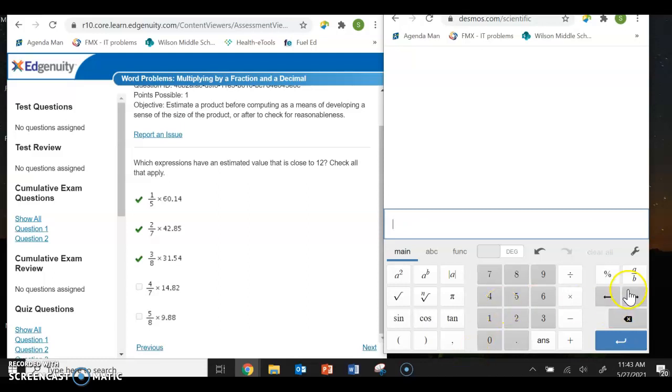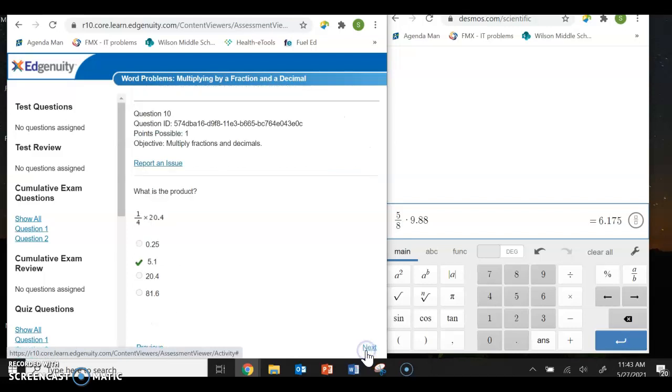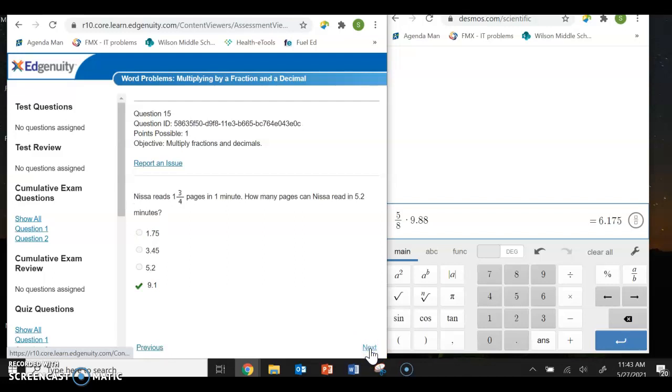And then let's check why the other two don't work. 4/7 times 14.82. Oh, you get 8.4. That's not near 12. We could check our next one, 5/8 times 9.88. That's 6.175. Again, nowhere near 12, so that one is not an answer. Just make sure when it says check all that apply, you are checking more than one. Same type of question. You can use a calculator for these types of questions.